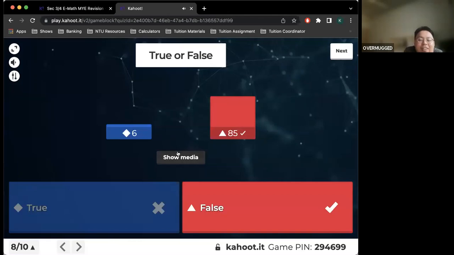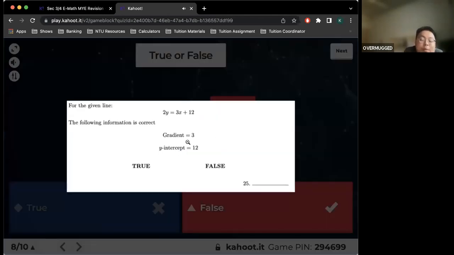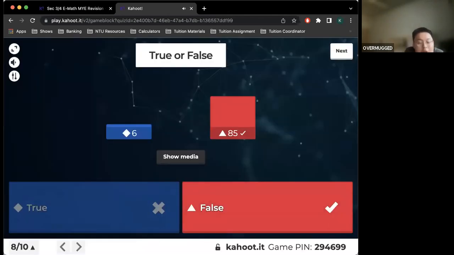Okay, the reason is because you must divide by 2. Okay, the last one.